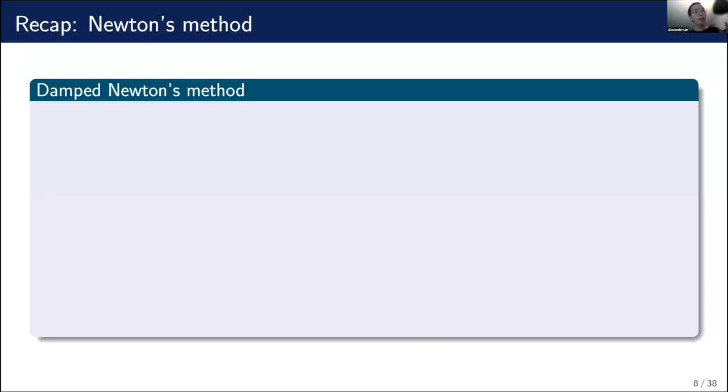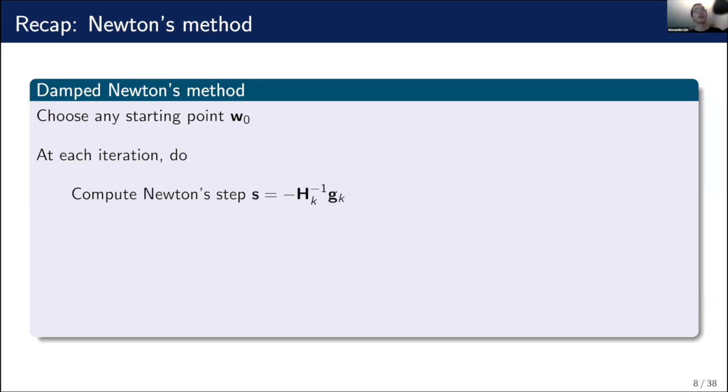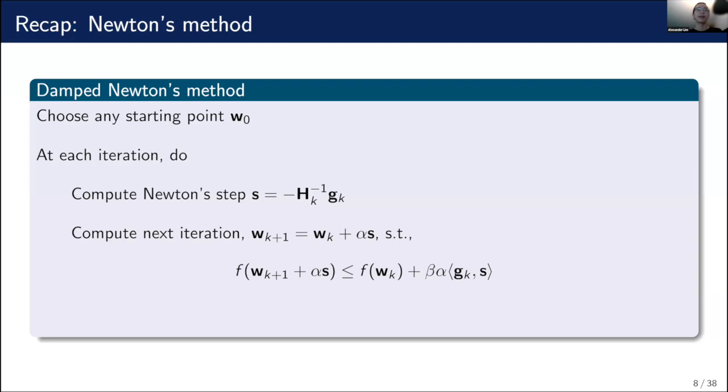So just one very basic example of second order methods is called the damped Newton's method. What you do is you choose any starting point. At each iteration, then you compute the Newton step, right? So s equals the negative of the inverse Hessian times the gradient. Then before you step into the next iteration, you compute the step size such that it satisfies some condition. So that is the descent condition, right? So the next step, sorry, this should be k.